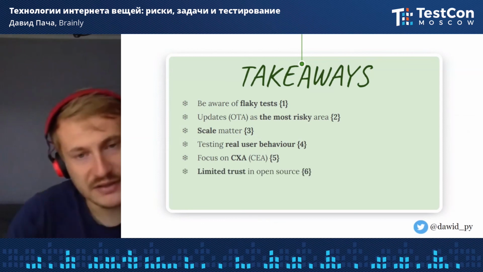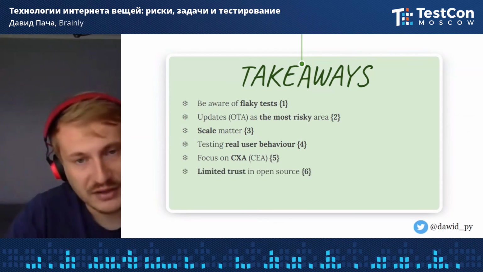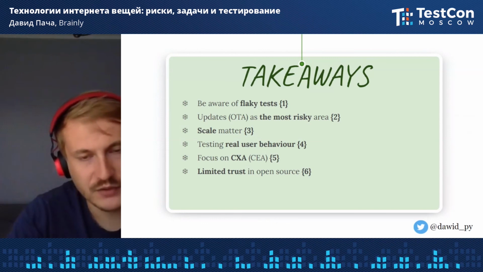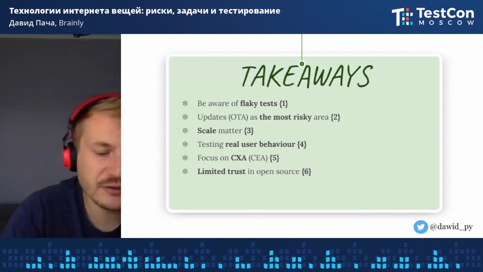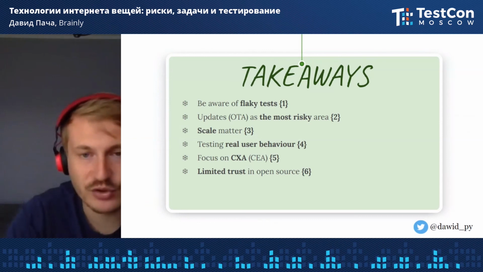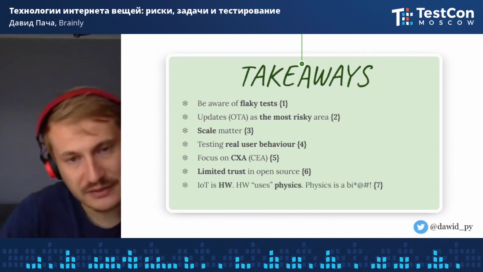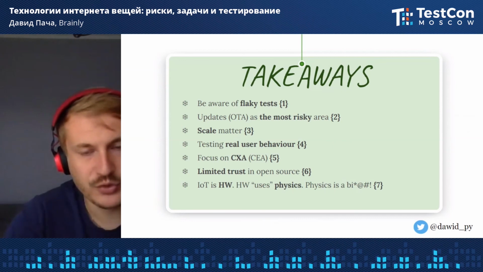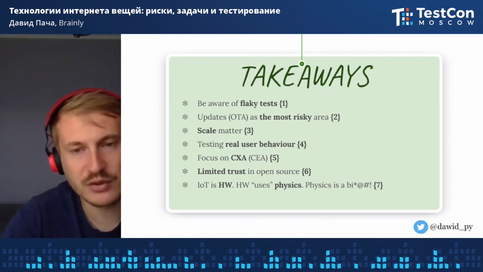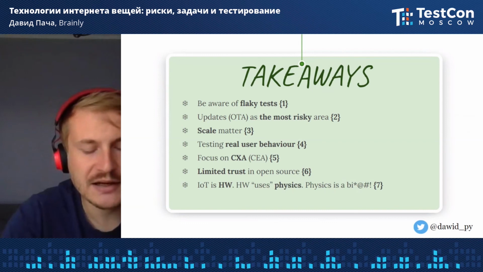The sixth one is about having limited trust in open source, and that's not only for IoT, but that's at least my memory. So that's when I spent the most time trying to identify the problem that doesn't exist in our environment. And the seventh one, it's about, well, physics and electricity. So remember, if you have IoT, IoT is hardware. And if you have hardware, you need to accept that there is electricity and it behaves in a proper way.